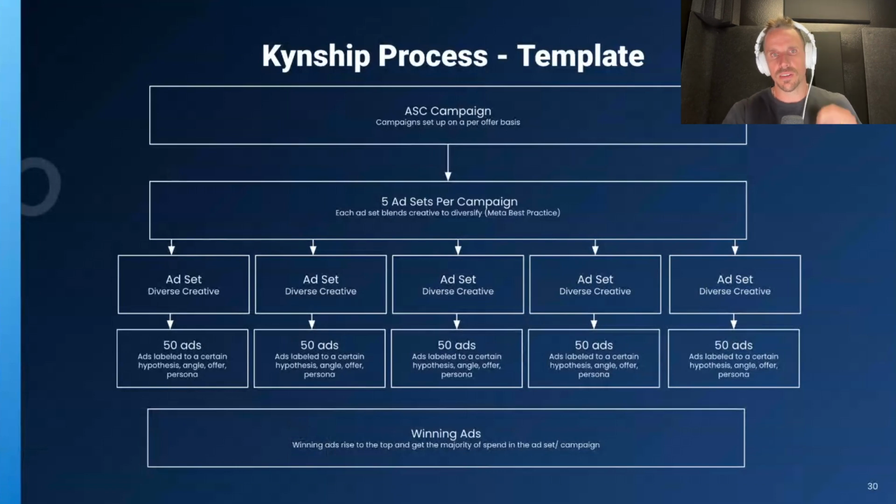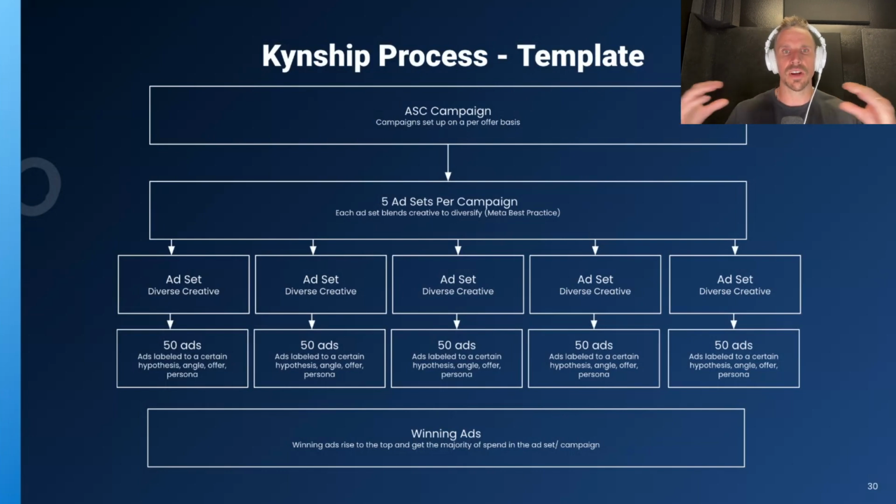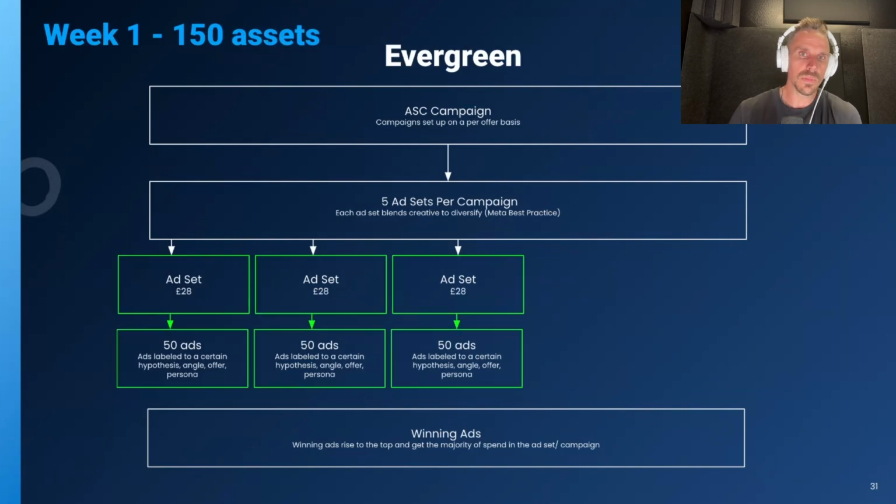What you see here is essentially up at the top an ASC campaign in a rectangle. Under that, you have 5 ad sets per campaign. Each ad set blends creative to diversify. So Meta best practice, creative diversity. I've talked about that in past episodes. Under that long rectangle of 5 ad sets, you see each ad set with 50 ads and diverse creative. And ultimately on the bottom is winning ads that rise to the top and get the majority of the spend in the ad set per campaign. So we're going to jump into this.